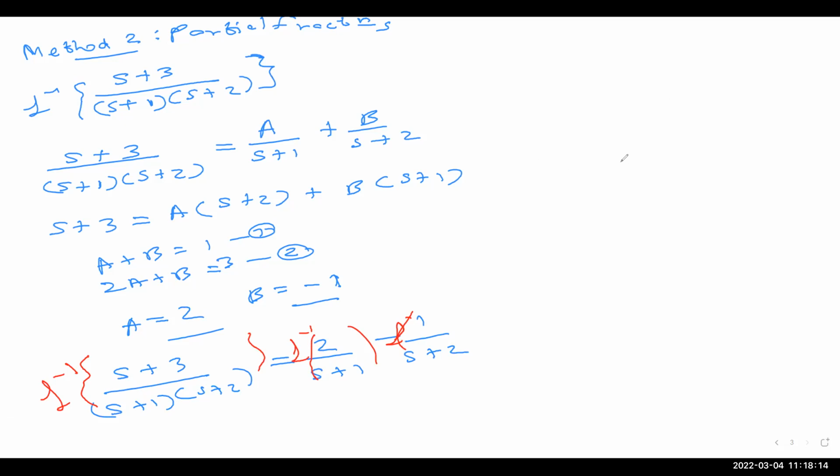So if we get this part, we have 2 over s plus 1 here. So we can take the 2 out, and we have 1 over s plus 1. What is this? We go to our table. We can see that 1 over s plus a is equal to e to the power minus at, right? So we know our a. So I go back to the screen.